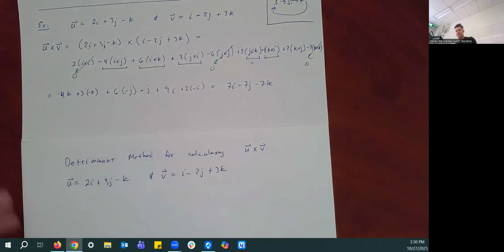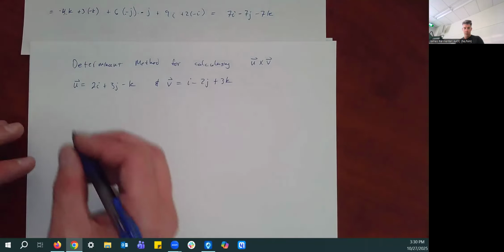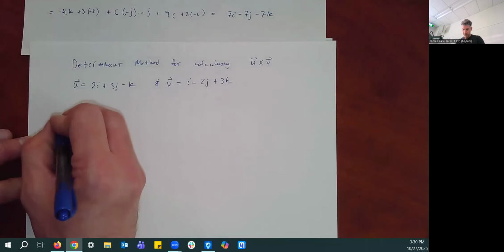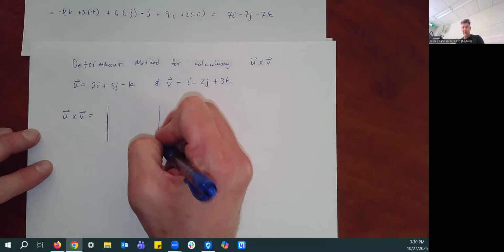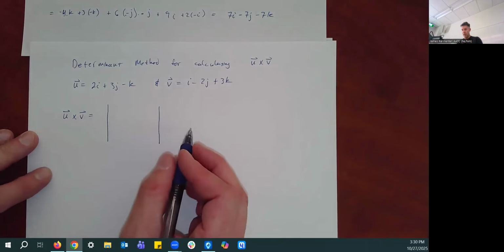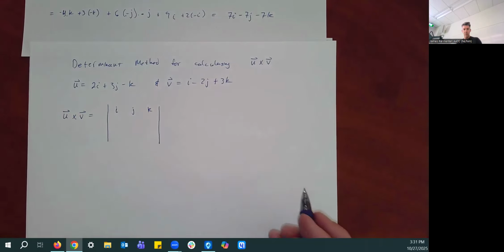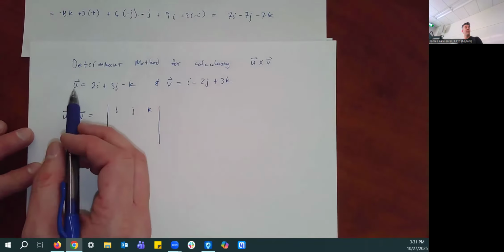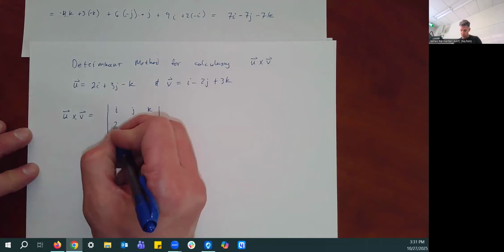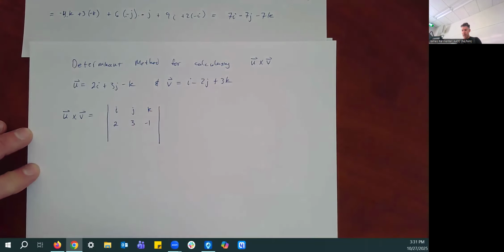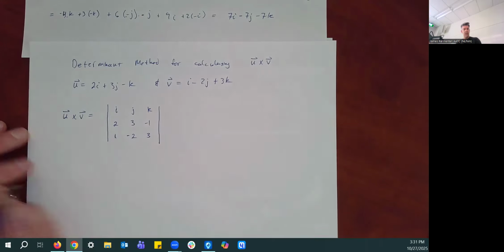And we will pray that it did not make any errors here, so that when we do it this way, it comes out the same, which is sometimes a crapshoot. So here's what we're going to do. We're going to write a 3 by 3 matrix. So u cross v is going to equal the determinant of a 3 by 3 matrix. The first row is always i, j, k. The second row is going to be the coefficients of i, j, and k in your first vector. In this case, for u, it's going to be 2, 3, negative 1. And then the components of your second vector, v: 1, negative 2, 3.